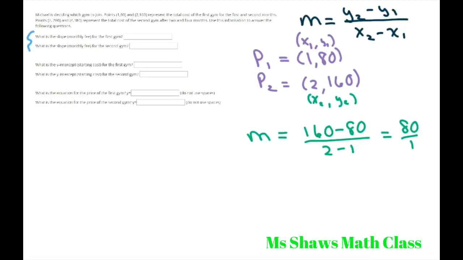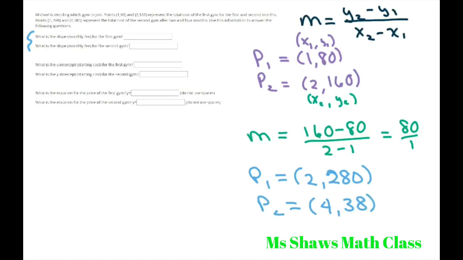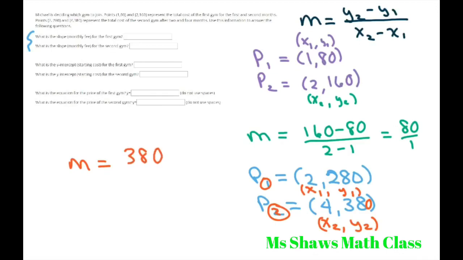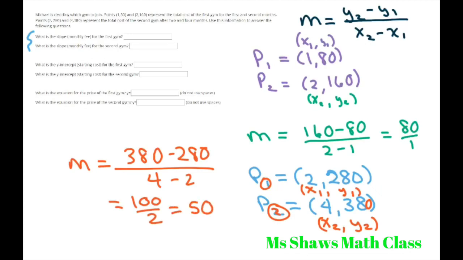The second gym, our point 1 equals (2, 280), and point 2 is (4, 380). So using our index numbers 2 and 1, this is your x sub 2, y sub 2, and this one would be your x sub 1, y sub 1. So to find the slope, we have 380 minus 280 divided by 4 minus 2. So that equals 100 divided by 2 equals 50. So that's your slope.